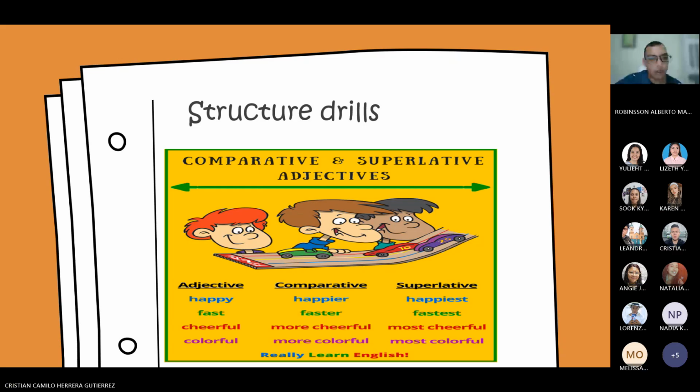Okay, the last one is colorful. The comparative form, more colorful. More colorful, that's right. And superlative, most colorful. Most colorful. Very good, very good. Thanks so much. The next slide.